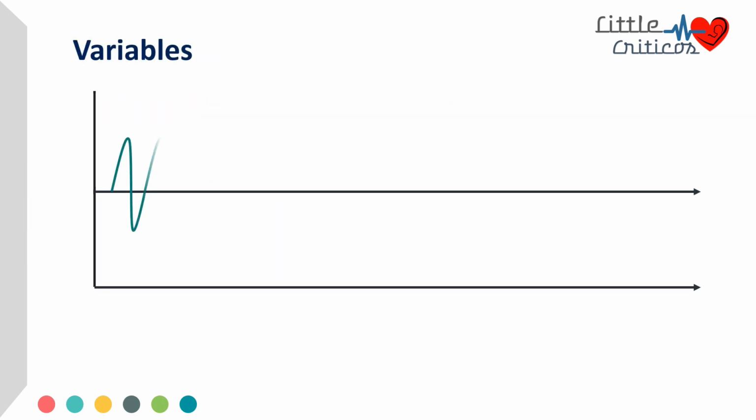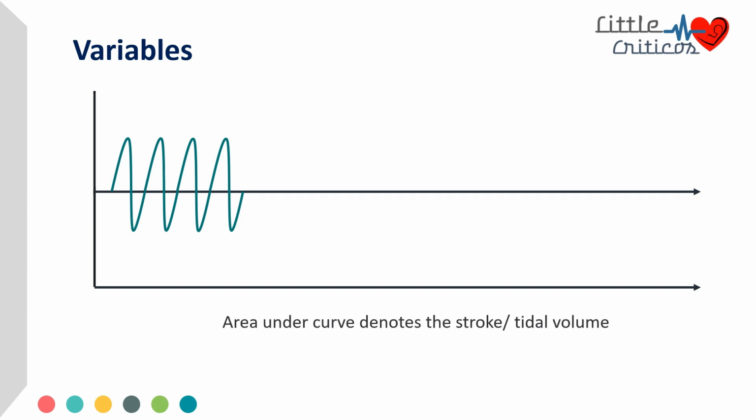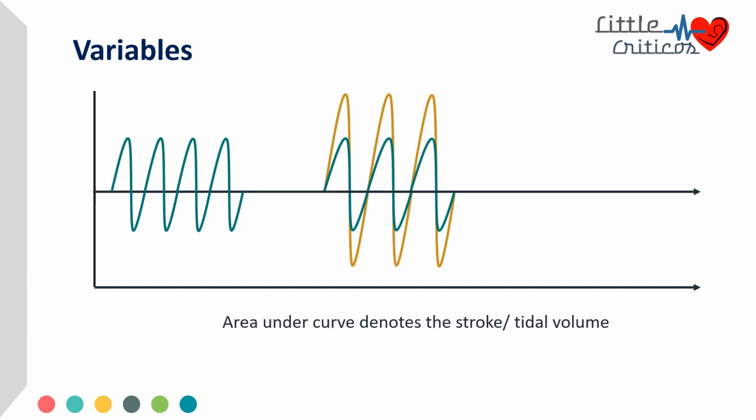Let us try to understand this further. The area under the curve denotes the stroke volume or the tidal volume. In conditions where we want to increase the amplitude of the breath cycle, the area under the curve also increases, thereby increasing the tidal volume.